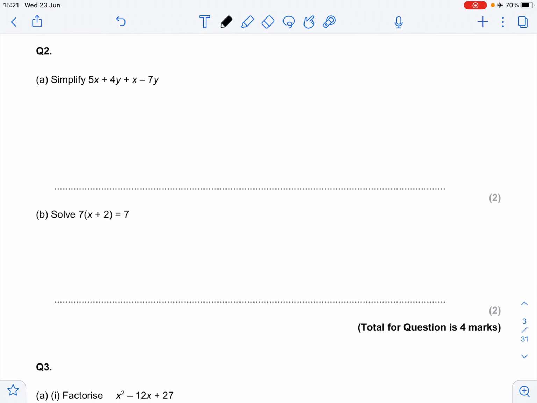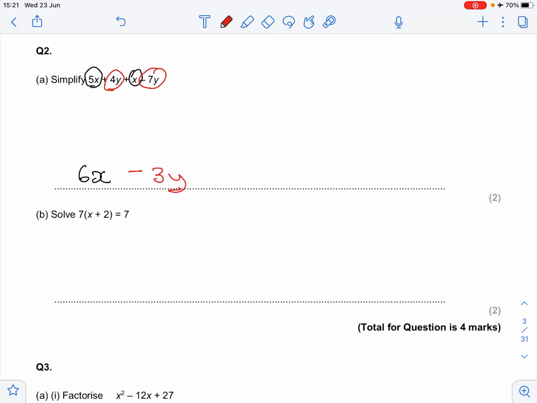Question 2, simplify. A lot of you have done this correctly. So simplify just means collecting the similar terms. So 5x plus x is 6x. Then plus 4y minus 7y is minus 3y.